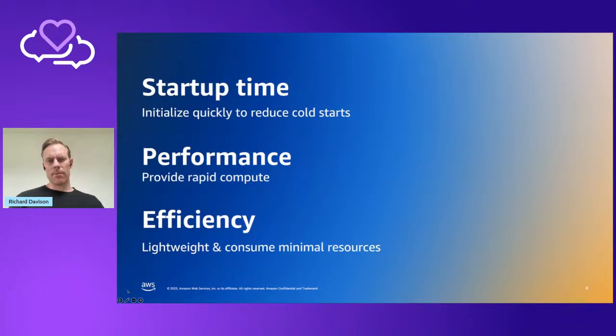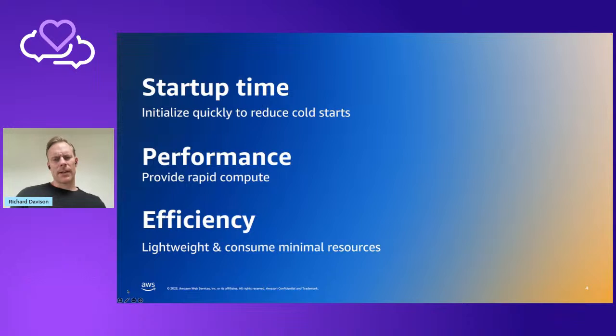I wanted to build something that initialized quickly to reduce the infamous cold starts that everyone hates, but they're actually not that prominent. We'll talk about that in a second as well. I also want something that is really performant, so it can provide a rapid compute layer. And I want to build something very efficient that consumes minimal resources, because resources in Lambda are directly related to cost. So the fewer resources we use and the faster we can make things, the lower the cost, which also improves the user experience.